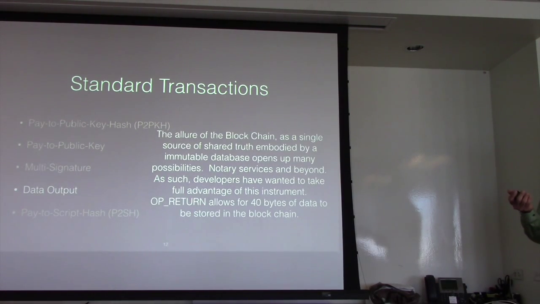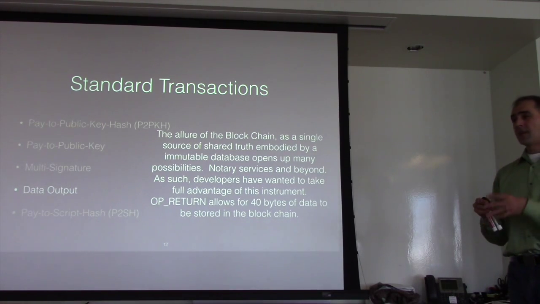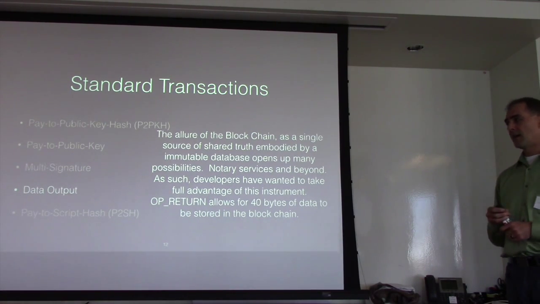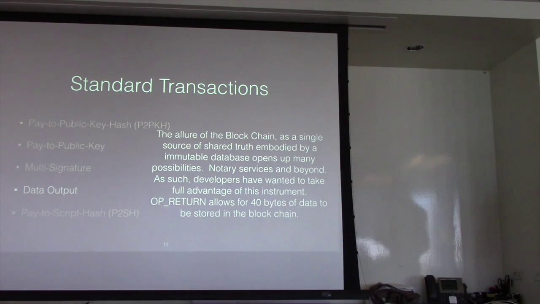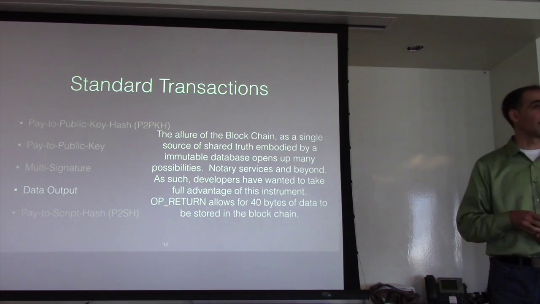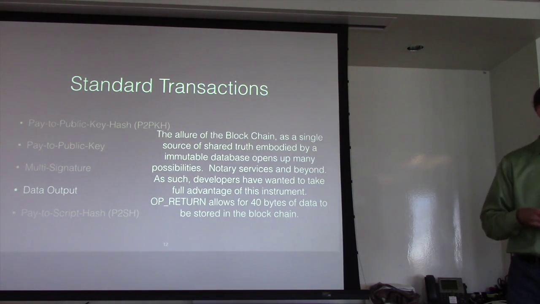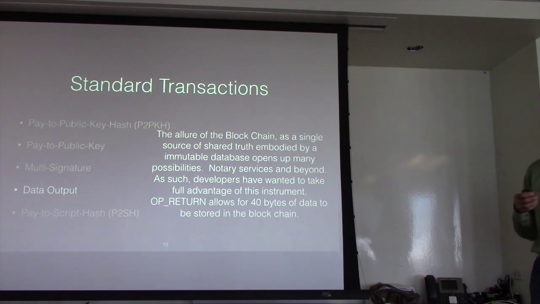This one, I think, is probably the most interesting of all the transaction types, and that's the op return. This is how you can put data within the blockchain. In fact, this is really the whole allure of the blockchain. It's an immutable shared database, a holographically created database that every node has a complete copy of. Every full node, I should say. So I think that this opens up many possibilities.